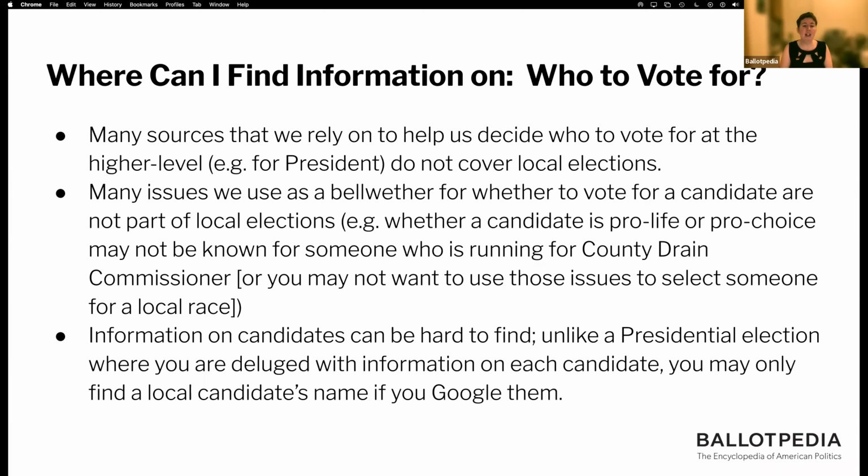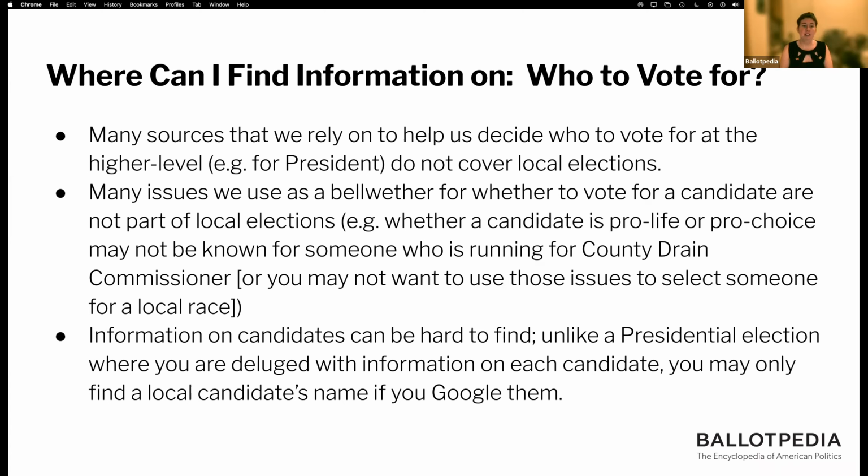Or that you might not even know, because if they're running for an election and you judge based on an issue that isn't relevant in that election, you may not know what their position is. And so you can't use that to determine how you would like to vote.